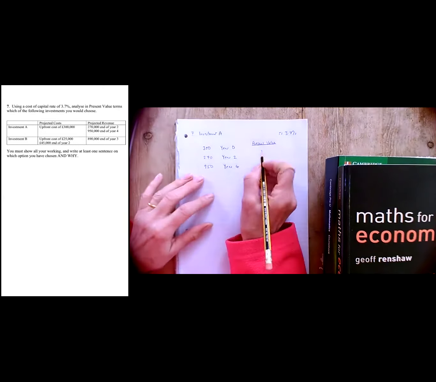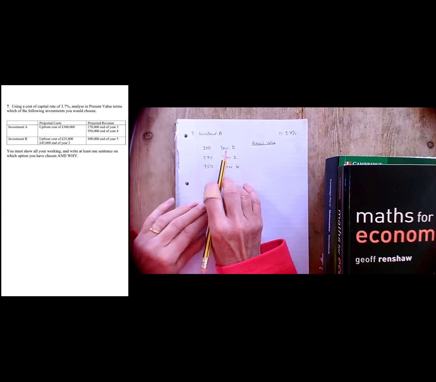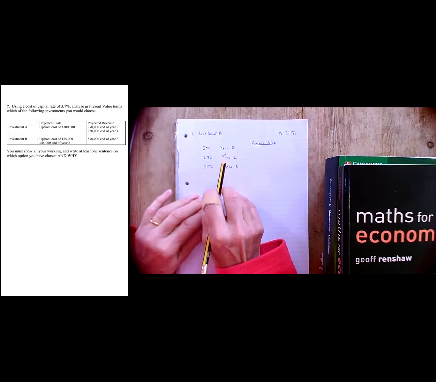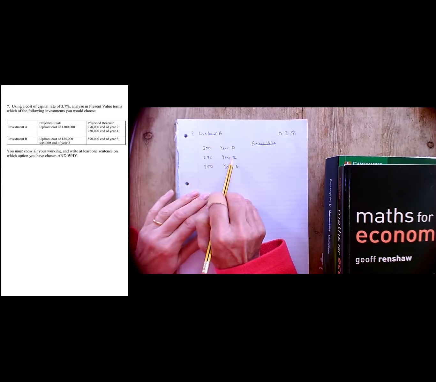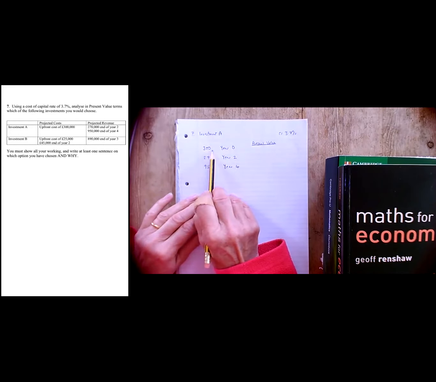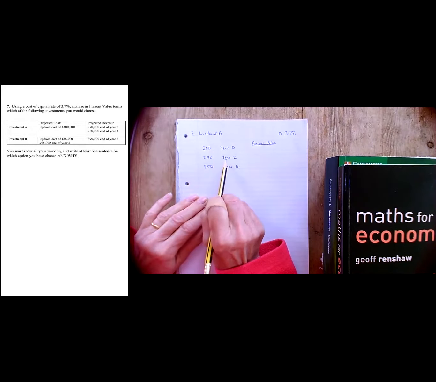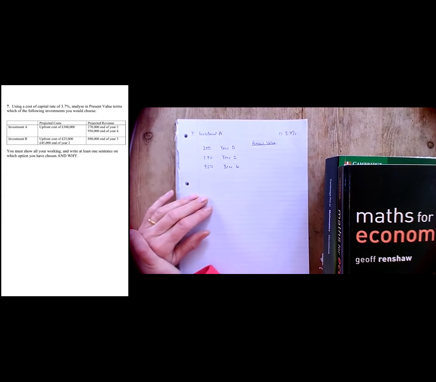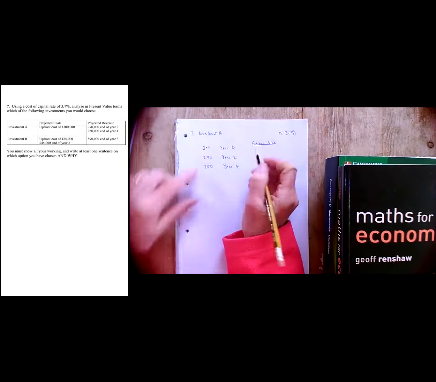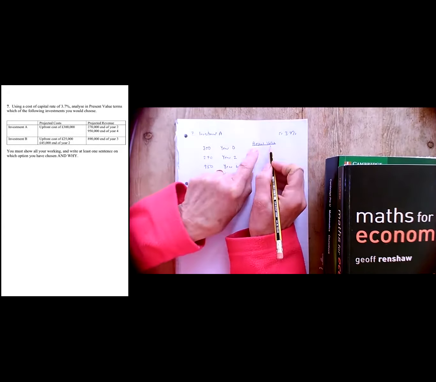Okay, so question 7. We have some projects to analyze, to choose between investment A and investment B. Investment A has upfront costs of 300, and then it has revenue gains of these amounts in these years. So we're going to make costs negative, and we're going to make revenue gains positive, and we're going to find an overall amount.